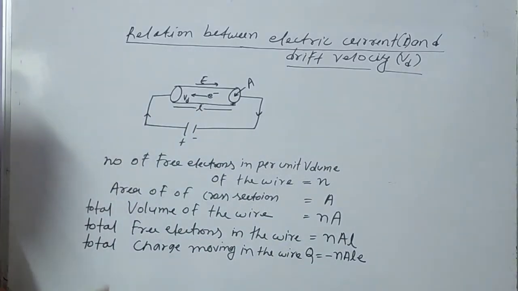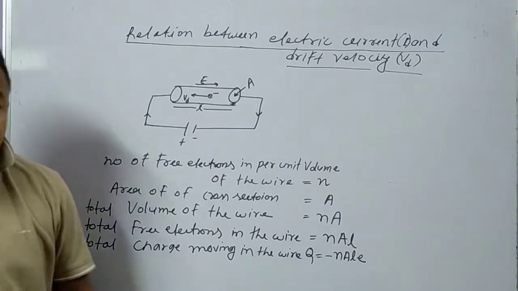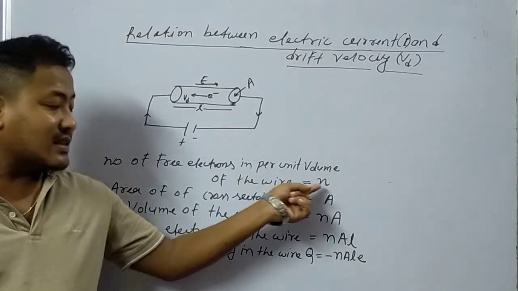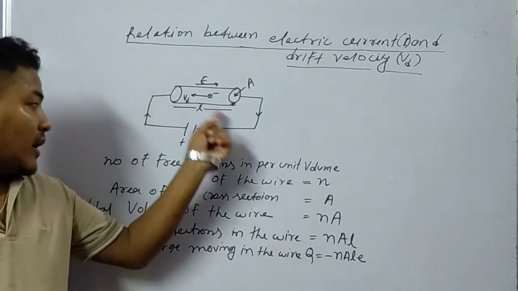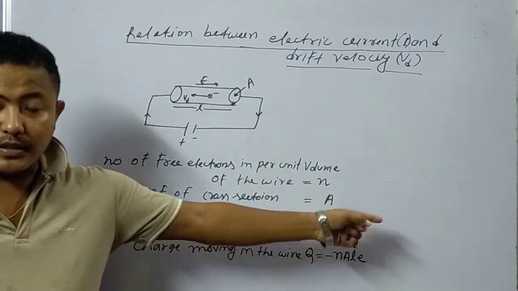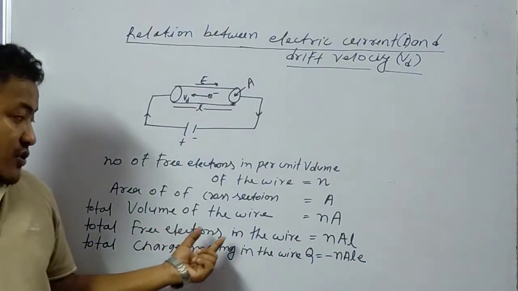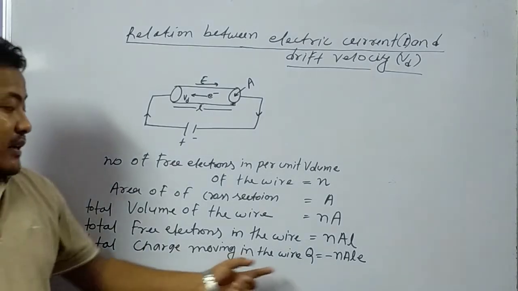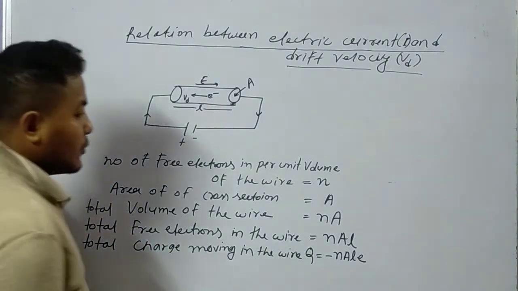Is that clear? So this is the basic start of this particular relationship. The number of free electrons per unit volume of the wire is n. The area of cross section of the wire is A. Total volume of the wire will be AL. That is quite fortunate that you understand it. Total free electrons in the wire will be nAL. Total charge moving in the wire is minus nALe.